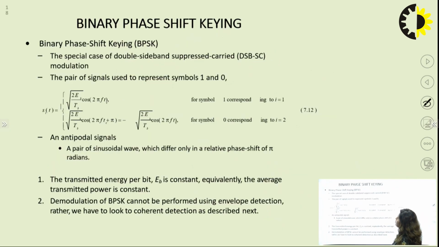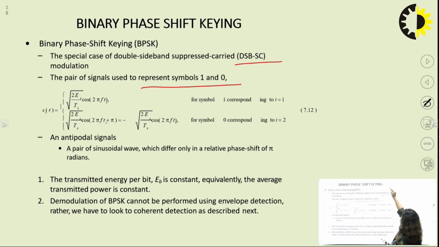Now we are coming to the binary phase shift keying method. In binary phase shift keying, we have a special case of double sideband suppressed carrier from the analog communication technique. It is the same as the technique called DSB-SC. So here a pair of signals is used to represent symbols 1 and 0.